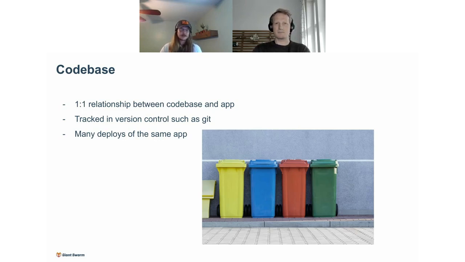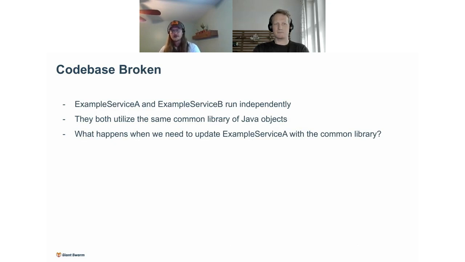But I will give you this example. It's a little separate than, let's say, this next one we have here. So the code base could be broken, and I would say two different ways we can explain it. One of them, we can say we have two example services, example A and example B. They're running independently. However, they're utilizing the same common library of Java objects. What if we actually needed to update that example service A with the common library? Well, what that would look like, because we have these shared objects within the containers themselves, we'd actually have a dependency on that service B as well and need to update both of them.